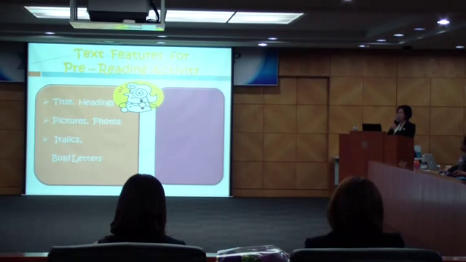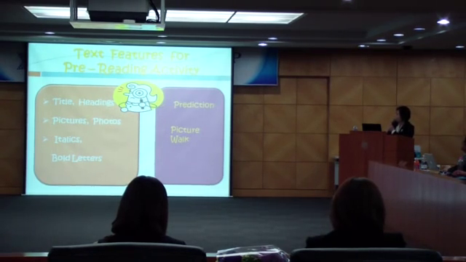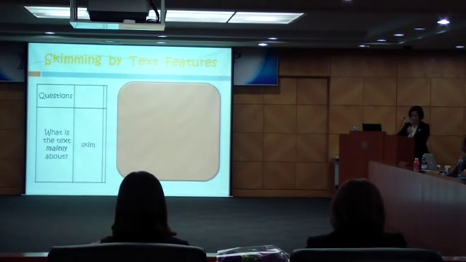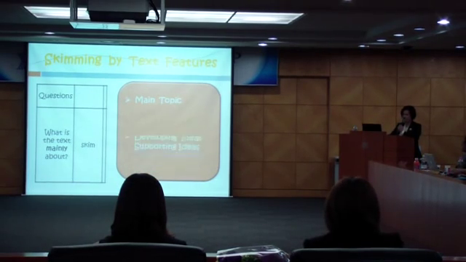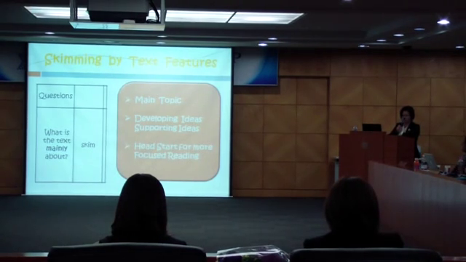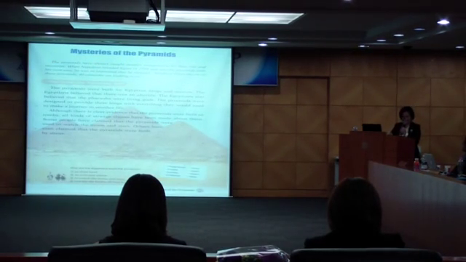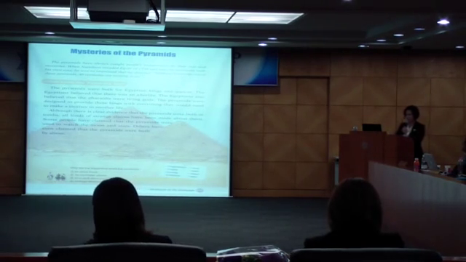By using these text features, we can predict the main text, and by these text features, we can do picture work and visualizing. It also enables readers to predict the main idea and possibly some of the developing ideas and supporting ideas. This gives us a head start for more focused reading. Here's an example. Now let me show how you skim by using text features.